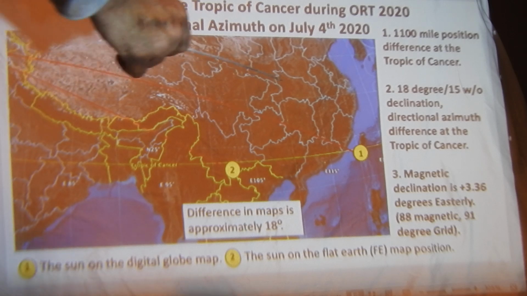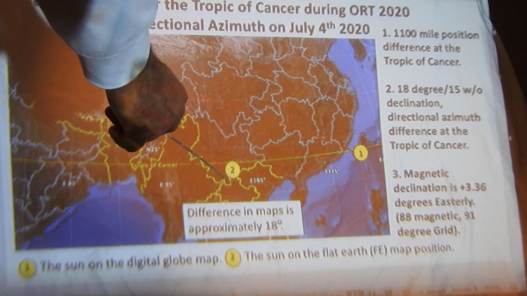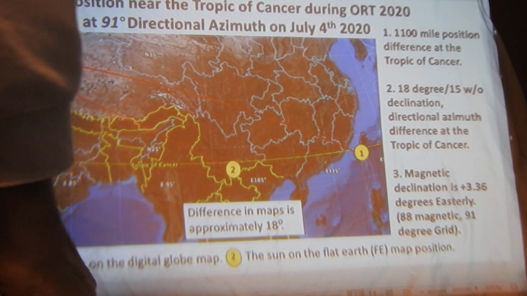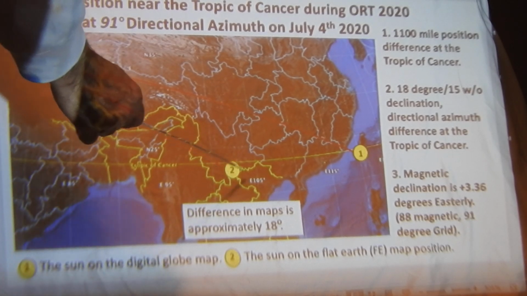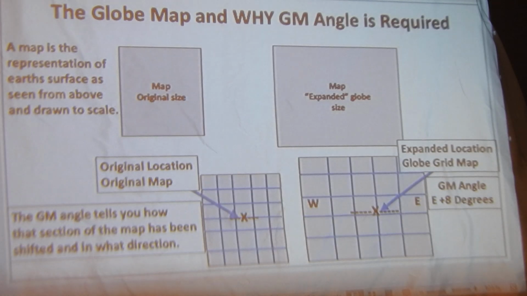Again, they use declination on the globe. Again, quite a stark difference from position 2, where the sun is located on the flat earth map. Again, a lot of difference. This is about 1,100 miles or 15 degrees. So you need to know what that looks like on both maps, the difference. And this is how we can tell how the globe model was altered from the flat earth model map. A lot of difference, about 1,100 miles or 15 degrees. That's how we can figure it out.